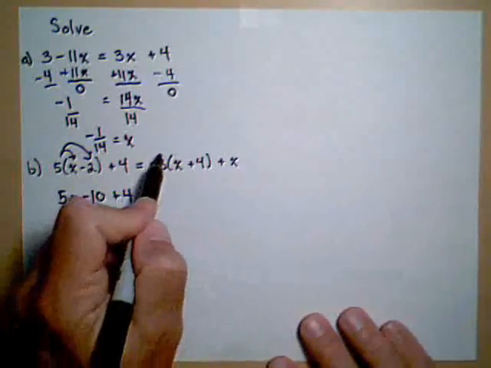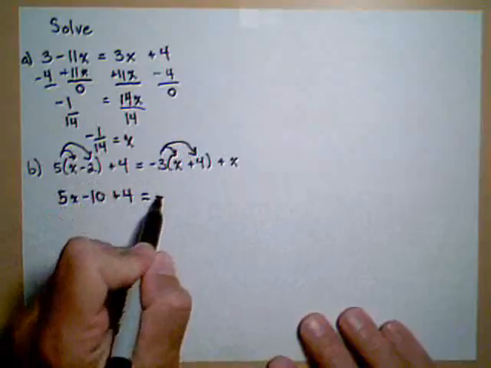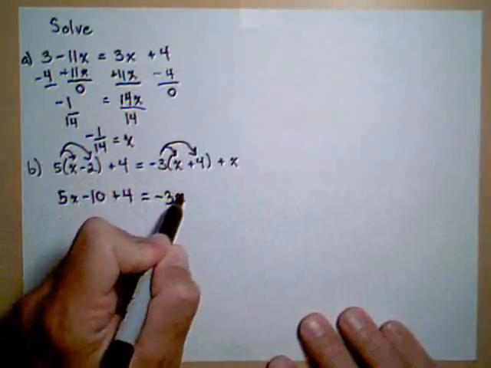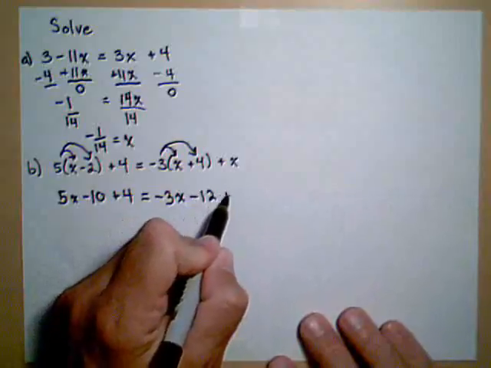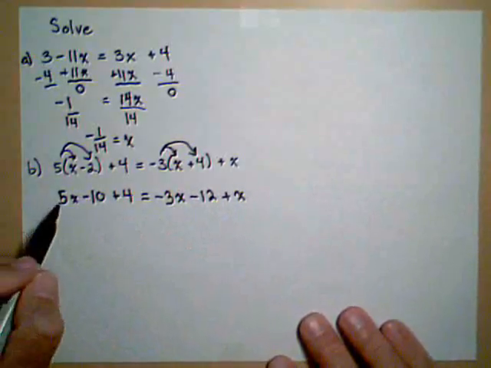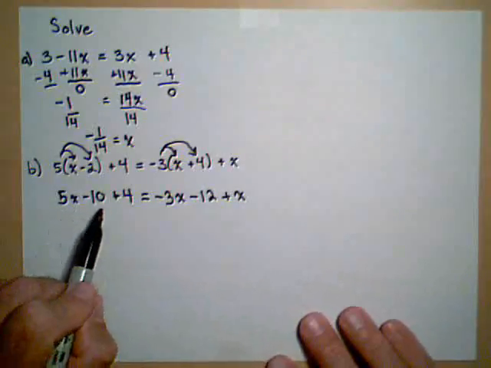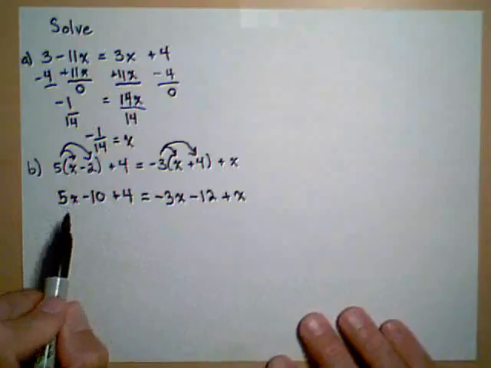Now we'll distribute the negative 3 to the x and the 4. So that gives us negative 3x minus 12 plus x. Now, let's see what we can combine on each side, and then we'll think about moving things around.